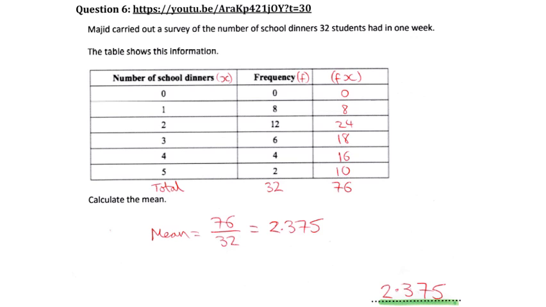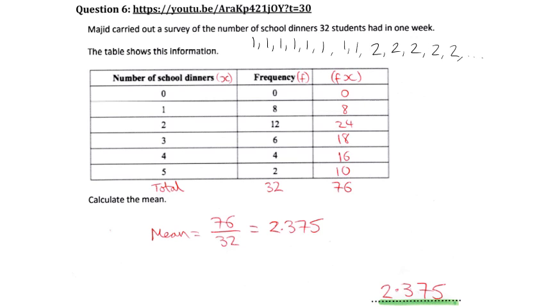If we think about what this data is showing us, zero people had 0 school dinners. Then we're told that 8 people had 1 school dinner. So if I was going to list all my data out, I'd have to write the number 1 eight times. Then 12 people had 2 school dinners, so I'd write that out 12 times and I'd keep going. Then I'd write the number 3 out 6 times, the number 4 out 4 times, and the number 5 out 2 times. I'd then need to add all of those scores together.